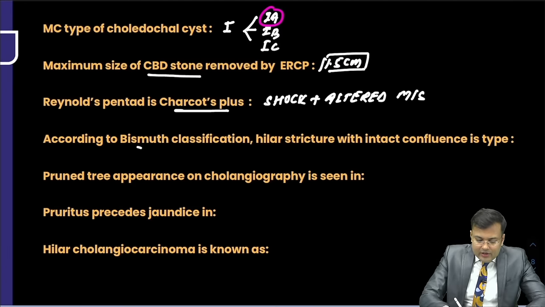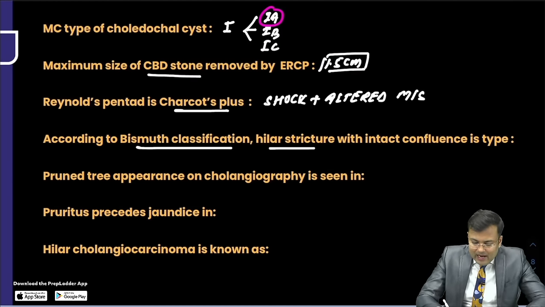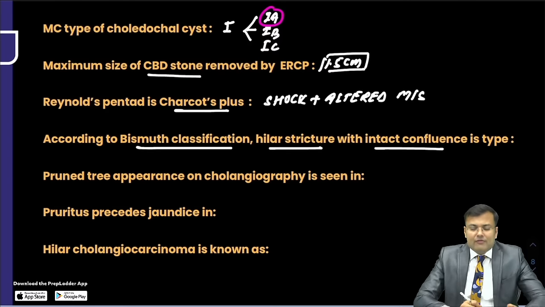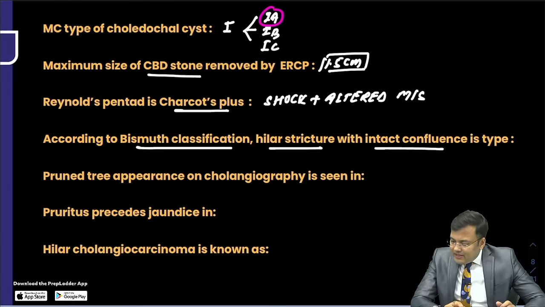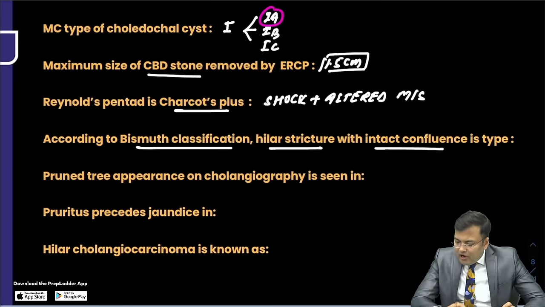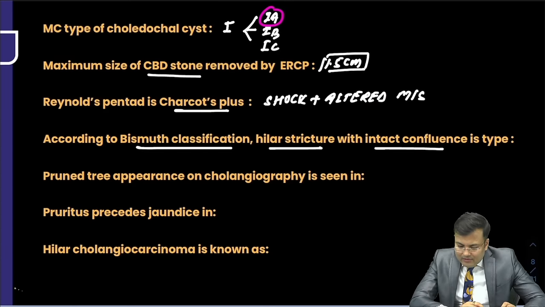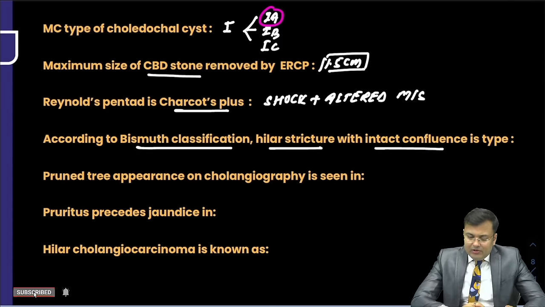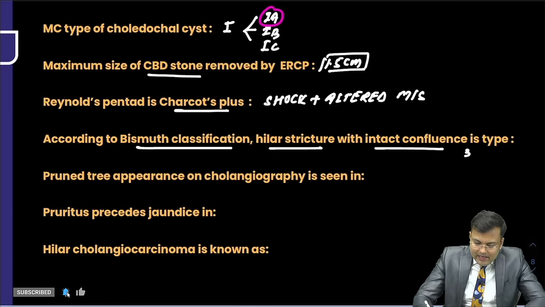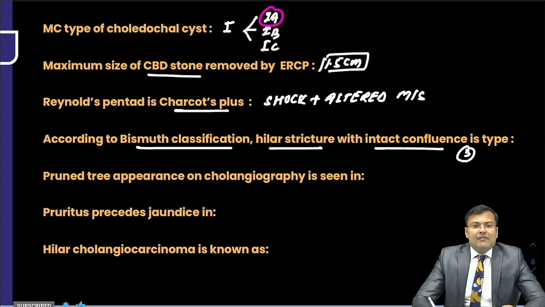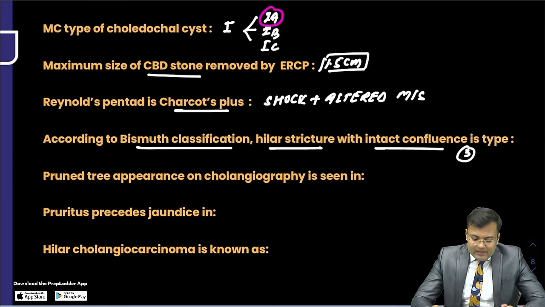Okay, according to Bismuth classification, tell me, hilar stricture with intact confluence. Which type? 1, 2, 3, 4, 5. Channi, you are correct. Rishabh Dikshit, you are correct. It is type 3. And if it is destroyed confluence, it is type 4. So, intact confluence, type 3.